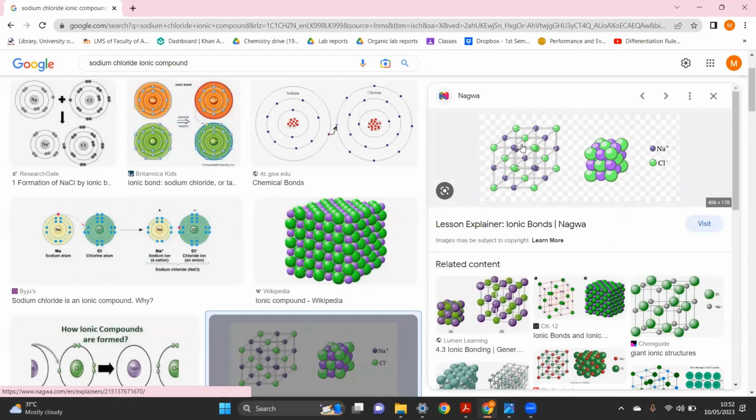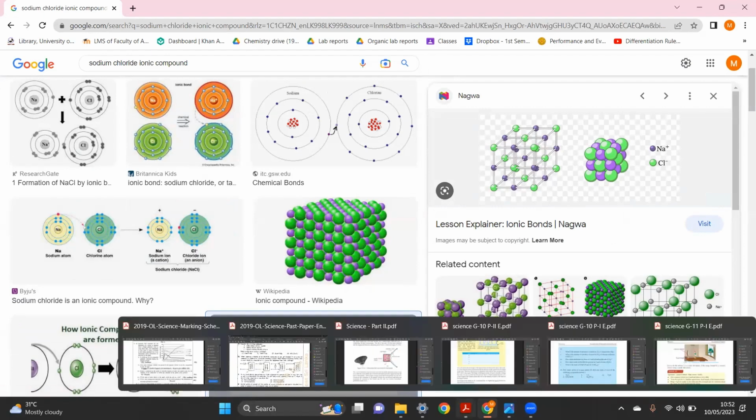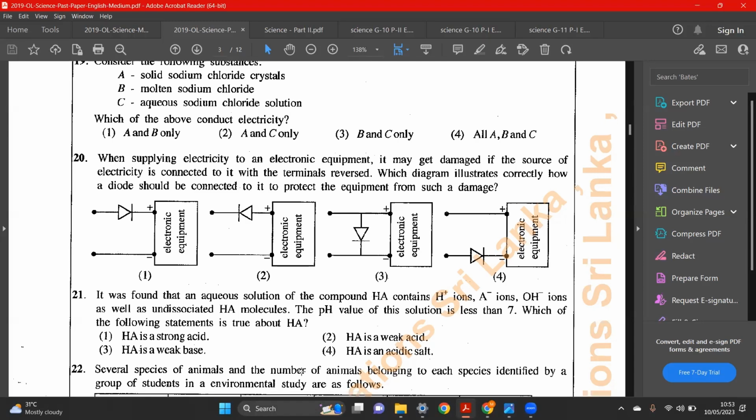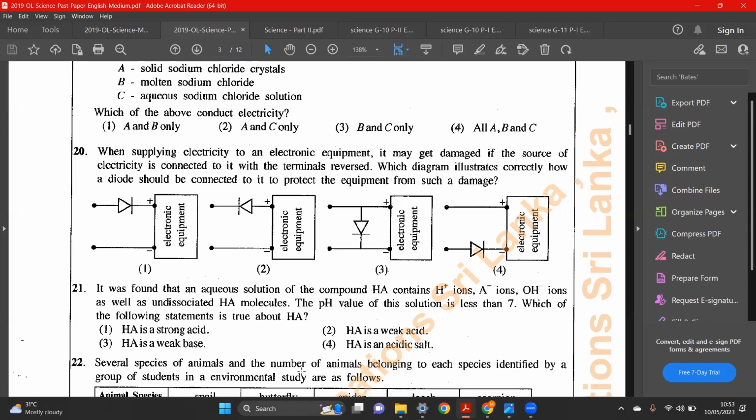Remember, for electricity to be able to pass through, you need some sort of movement. Only when particles are moving will electricity be able to travel through. So in solid form, there's no movement, so definitely no electricity. But when it comes to B and C, those bonds are broken. The ions are just lying around, so they can move around, and therefore they conduct electricity. Okay, so that's option number 3.